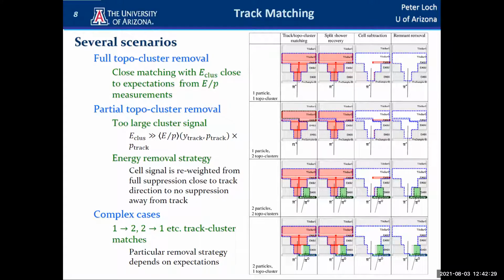Sometimes you should not remove the whole topo cluster, so the calorimeter signal may be considerably larger than the expectation from E/P. In this case, what happens is cells around the track are reweighted in their contribution to the cluster, where the cells closest to the track have a weight of 0, so they're basically removed. And then you have concentric rings, in which this weight goes up to 1, back to 1 again. So the cells furthest away from the track have a weight of 1, they're not touched, they stay with the cluster. And we have complex cases, of course: you can match one track with 2 clusters, 2 tracks with 1 cluster, and so forth. The particular removal strategy depends on the signal expectation that comes from the track.